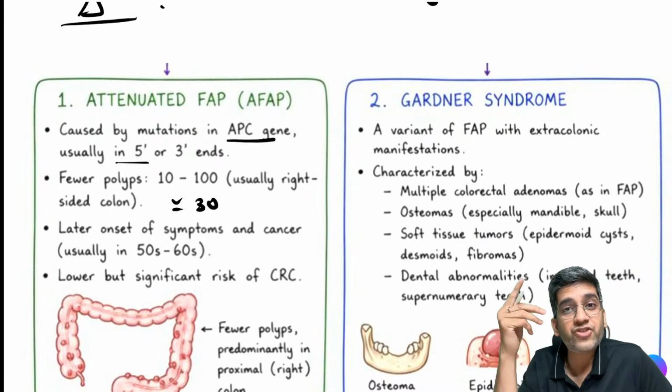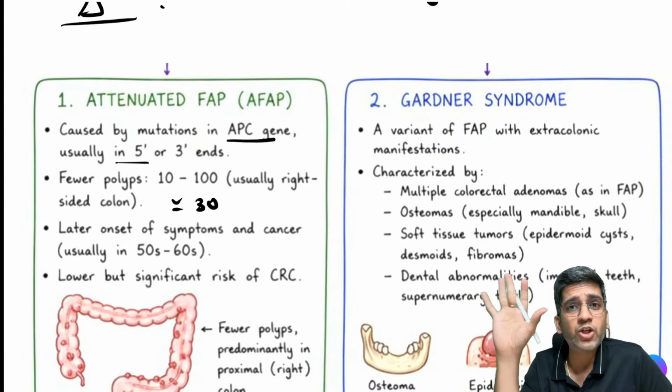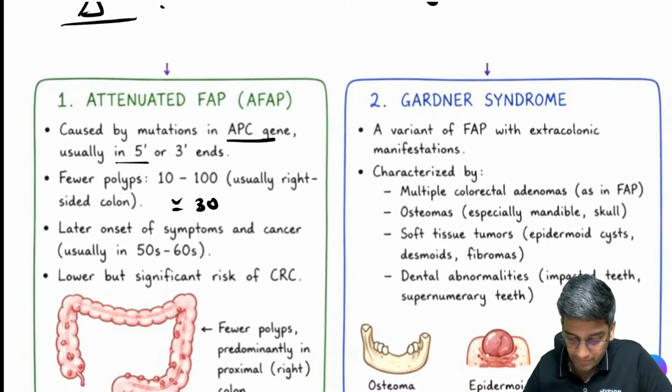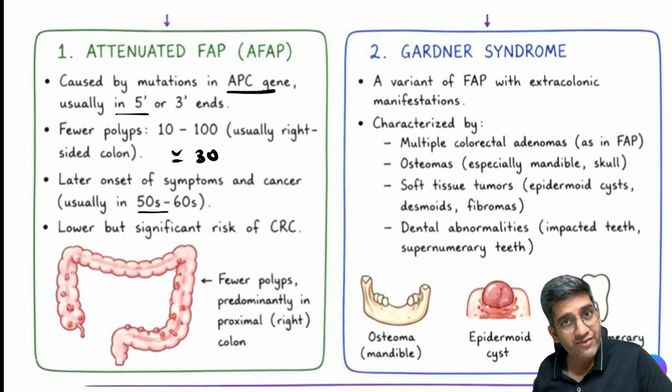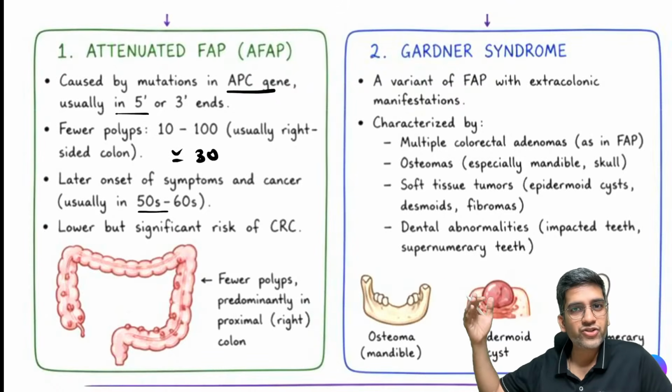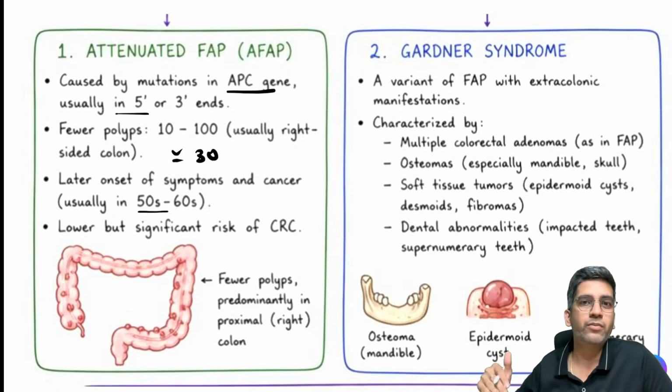Like I said, FAP generally is picked up in the 2nd to 3rd decade, that age group, right? 10 to 30 years is where we can pick it up. This presents later, around 50, 60 years. They also have a risk of cancer. Later diagnosis, attenuated, less severe form. So the cancer risk also is a little bit less compared to FAP.